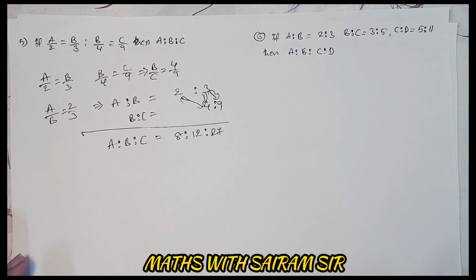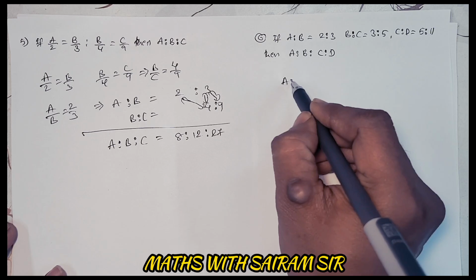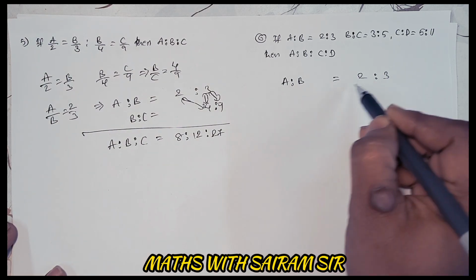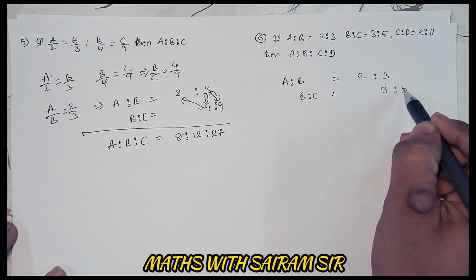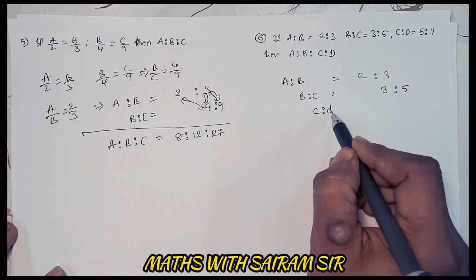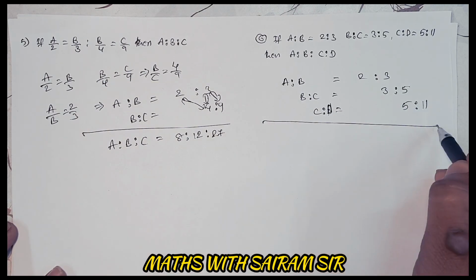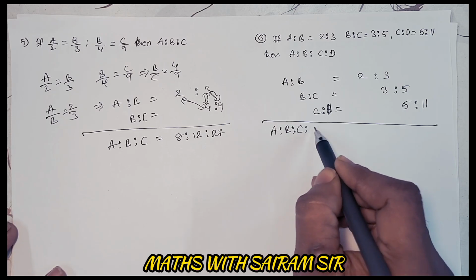8 is to 12 is to 27. And let us see the next question. We have given that A is to B as 2 is to 3, and B is to C is given as 3 is to 5, and C is to D is given as 5 is to 11. So we are asked to find out A is to B is to C is to D.